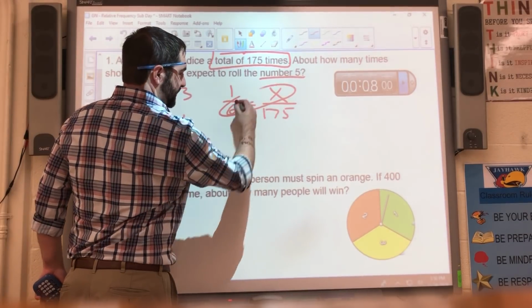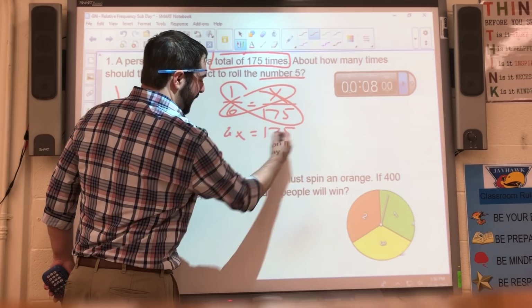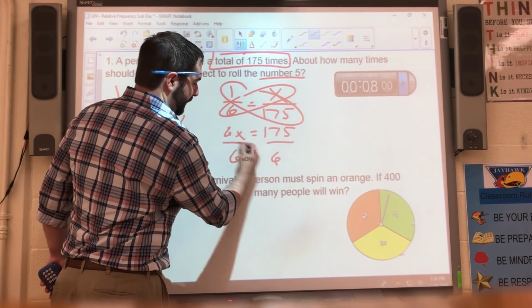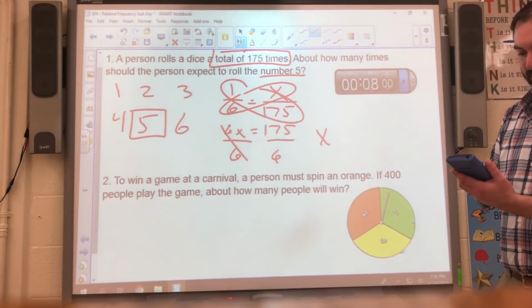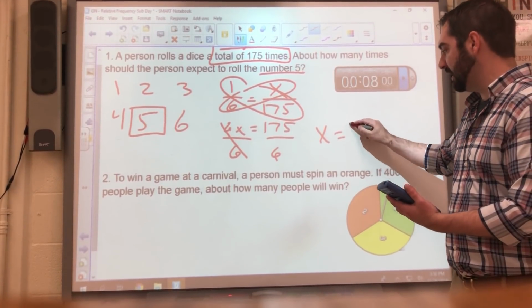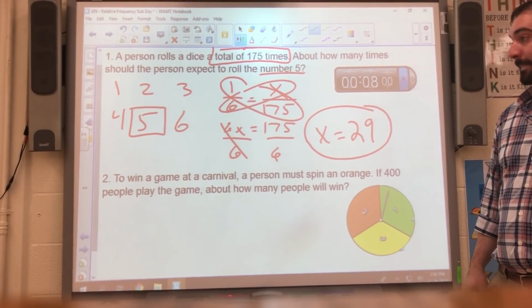Cross multiply, 6 times x, 6x. 1 times 175 is 175. Divide each side by the coefficient 6. 175 divided by 6 is 29 people. You get a decimal, but we'll keep it close to 29.